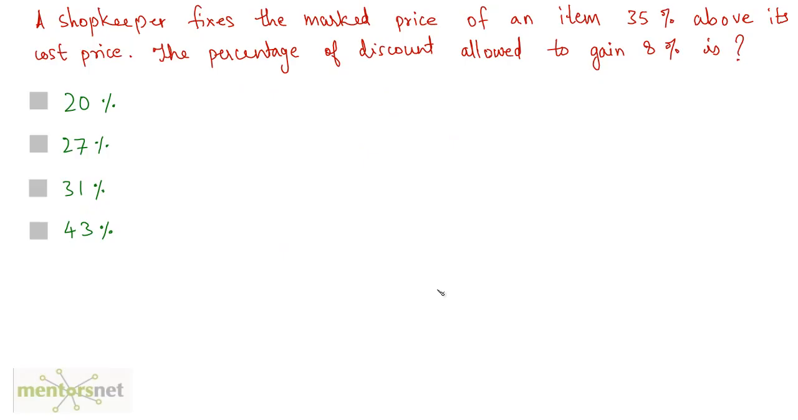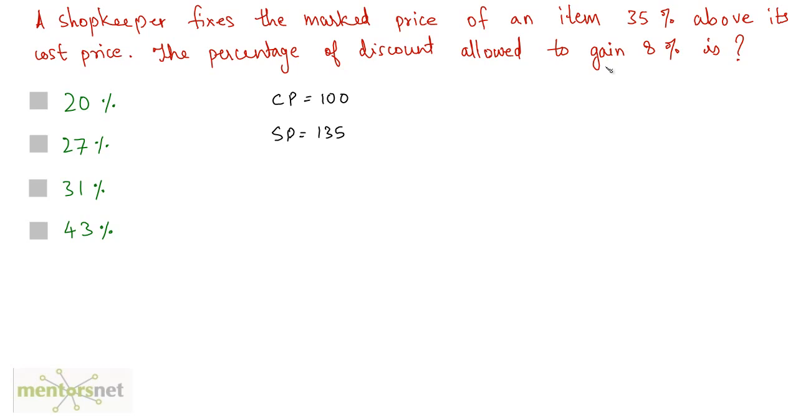A shopkeeper fixes the marked price of an item 35% above its cost price. The percentage of discount allowed to gain 8% is? First of all, let us assume that the cost price is 100 rupees. Now this shopkeeper fixes the marked price, that is the selling price of this item, 35% above its cost price. So this cost price is increased by 35% to give the selling price. So selling price is equal to 100 plus 35, which is 135.